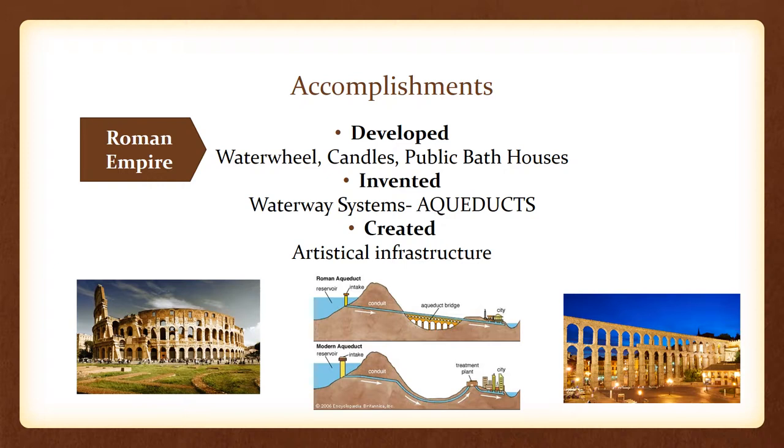In the pictures below, on the far left, you can see the Colosseum. In the middle, you see the Roman aqueduct versus the modern aqueduct today. You see the ocean as the reservoir and where it traveled through the aqueduct bridge. And you can see the aqueduct bridge on the right-hand side of the page.